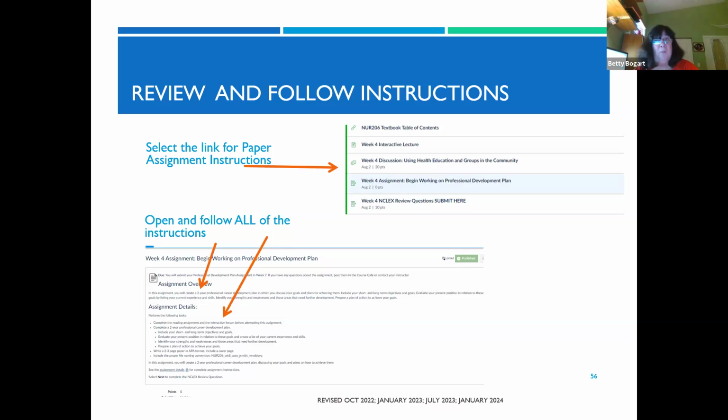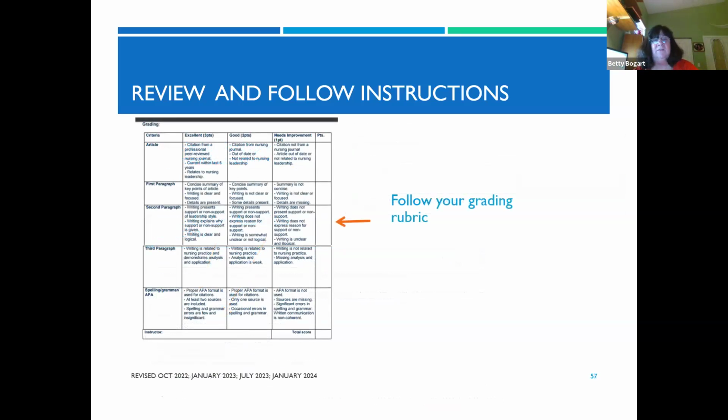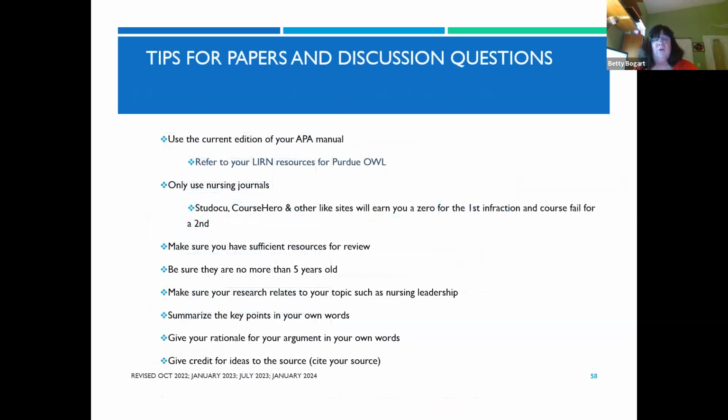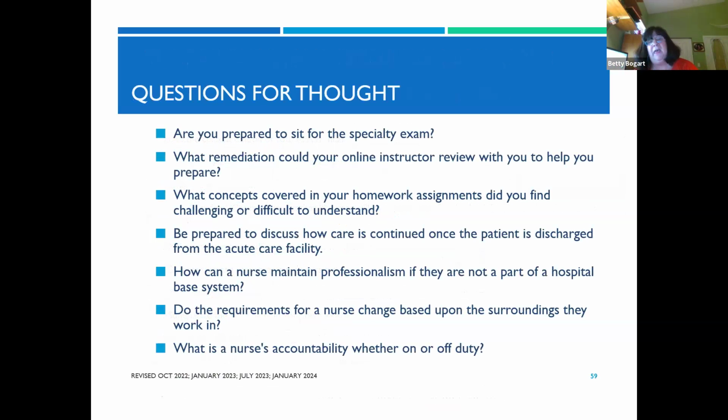So that is open now. So start thinking about a diagnosis. And yes, there's a rubric. You can use APA. If you need help with APA, let me know.